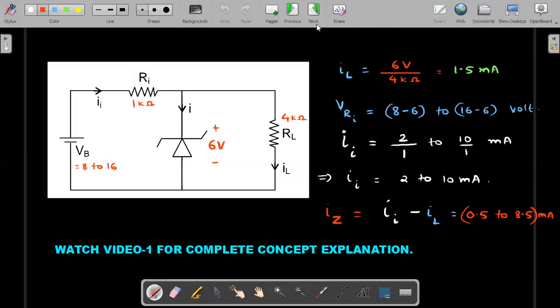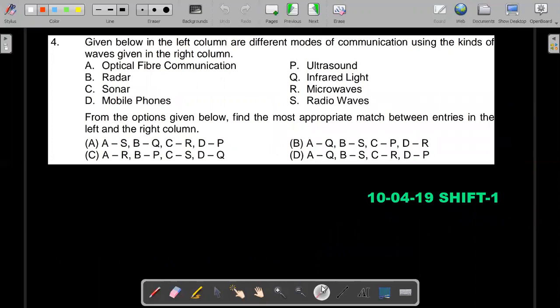Okay, right. So let's move on. This was a pretty straightforward looking question, but you need to be very smart, right? Given below, in the left column are different modes of communication, and using the kinds of waves in the right column, you're supposed to match the appropriate options: optical fiber communication, radar, sonar, and mobile phones, against ultrasound, infrared light, microwaves, and radio waves. Have a pause, just try it for 30 seconds, and then you can go ahead with the solution I'm going to give. It's not much of a solution actually.